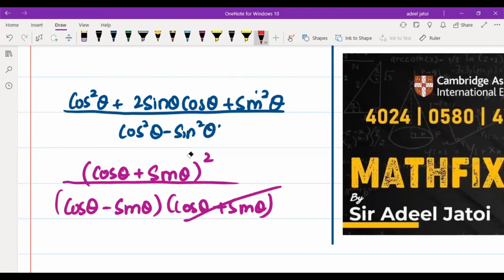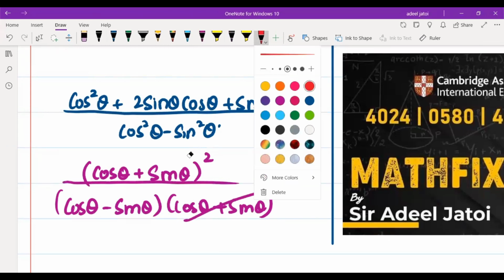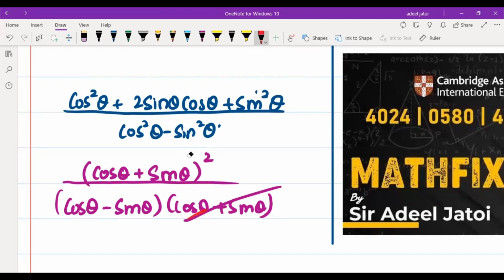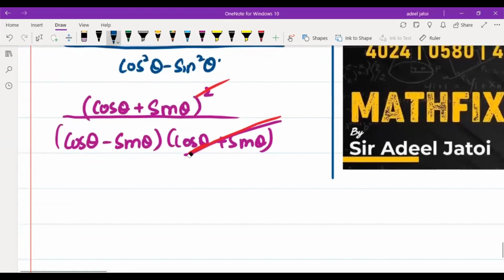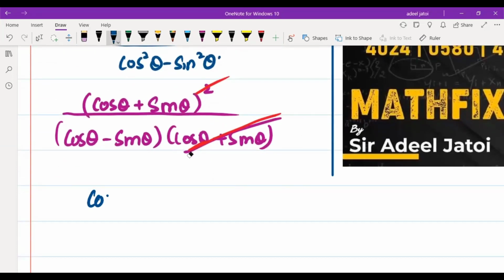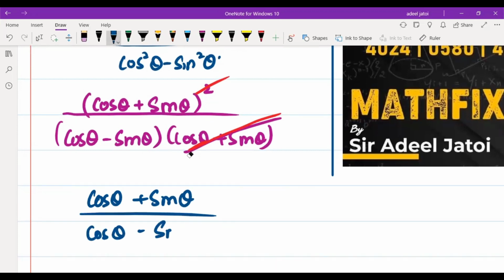Cos theta plus sin theta is cancelled out, plus the square is cancelled out, because square means two different brackets can be solved together. So the answer for this would be cos theta plus sin theta upon cos theta minus sin theta. Hence, this is proved.